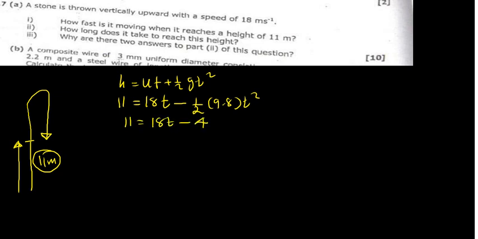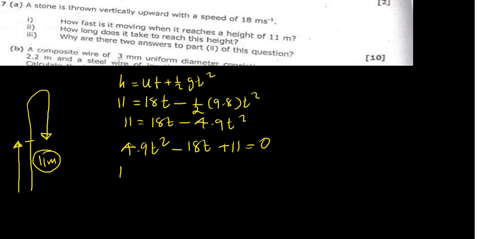that's 4.9 t squared. I'll take this 4.9 to the other side, it becomes positive 4.9 t squared. I'll also take the 18t to the other side, it becomes negative 18t. And then we have also a positive 11 on that side, and that will be equal to 0. We also have a quadratic here.